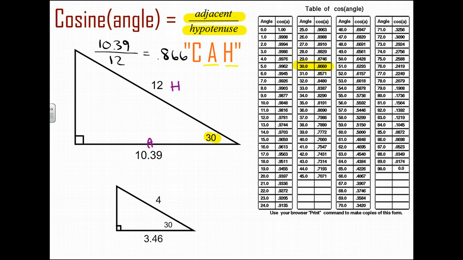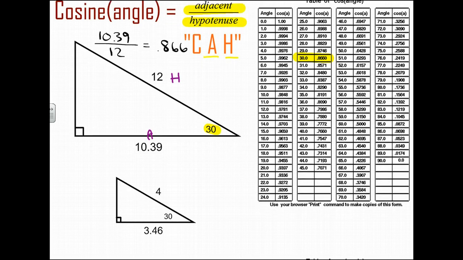So every triangle that has a 30 degree angle in it, the ratio of the adjacent side and the hypotenuse is going to be equal to 0.866, and that information will allow us to find missing sides and angles for any 30, 60, 90 triangle that's missing a side.